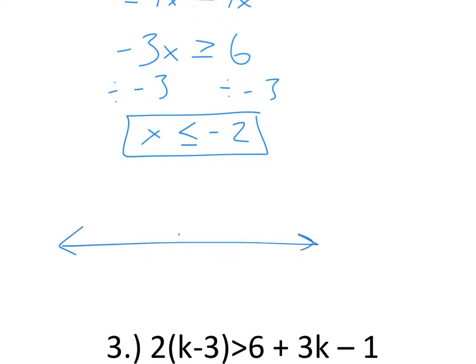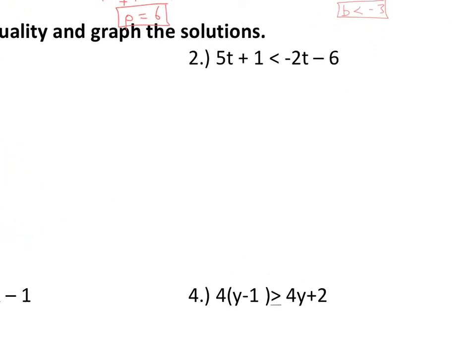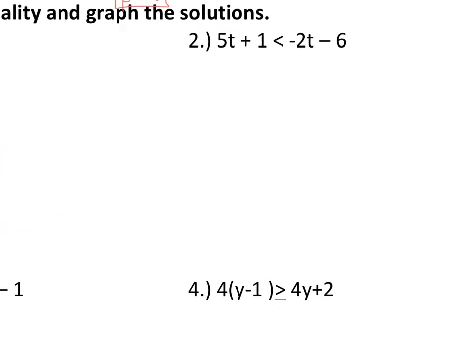So the dot goes at negative 2. What kind of dot? Think to yourself. Well, this is less than or equal to, so I include negative 2 as a solution. I have negative 3 on this side, negative 1 on this side. X is less than or equal to negative 2, so I'm going to go to the left. Go ahead and right now pause the video and try number 2. When you're ready, hit resume to see if you worked it correctly.